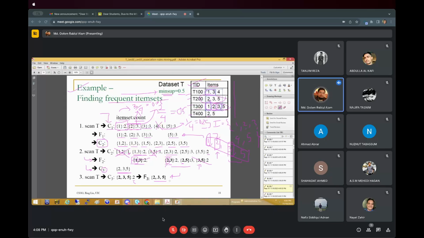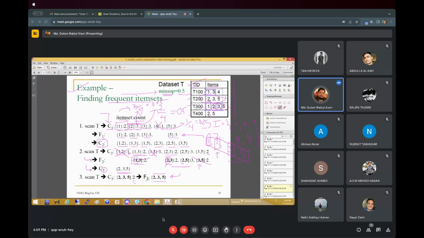Okay, 2 3 5. We can again try to find the candidate set of 4, but we can see that actually nothing will be there. Okay, because there is only one set we have, and it cannot be combined with some other sets. It will try but fail to do that. That means finally it will get F4 equal null. So if it gets F4 equal null, then it will stop there, and then it will return the frequent item sets.